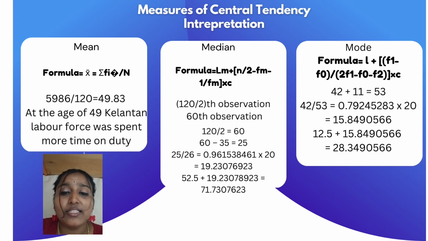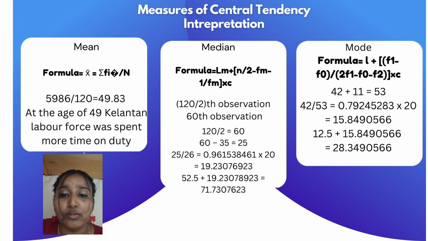Step 2, determine the lower class boundary, which is LM equal to 52.5. Step 3 is determine class size, which is C equal to 72.5 minus 52.5 equal to 20. Step 4, determine the FM minus 1 and FM. So the FM minus 1 is 35 and the FM equal to 26.